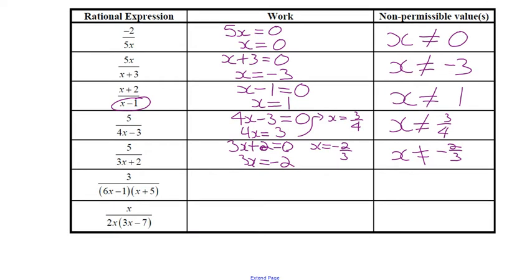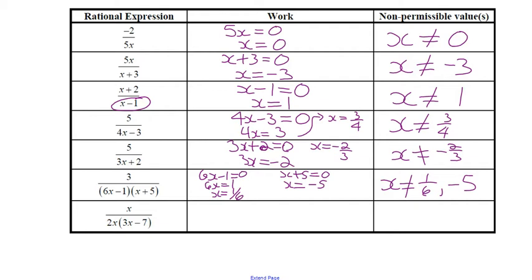So here there will be two values, right? 6x minus 1 is equal to 0. 6x is 1, x is 1/6. And x plus 5 is equal to 0. X is equal to negative 5. And when we state our non-permissible values, we go x is not equal to 1/6 and negative 5. Okay, so we have those two values.